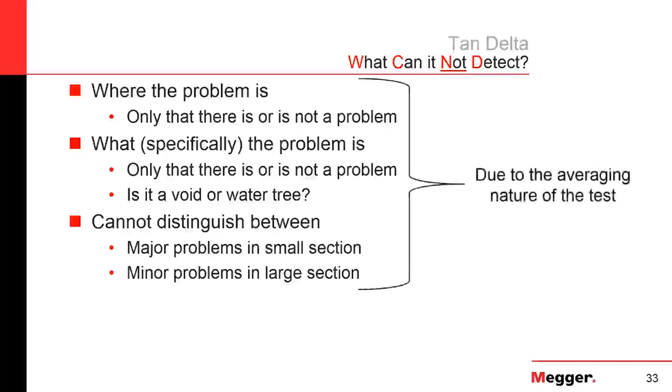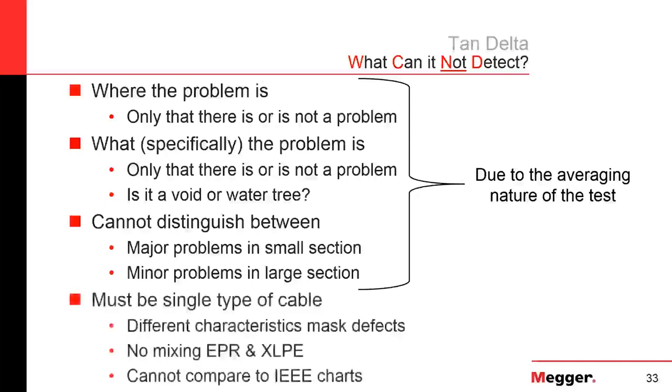It's very possible that those result in the same number, and that's because of the averaging nature of the test. You have a long cable out there, anywhere from 100 feet to multiple thousands of feet. And in the end, you have seven numbers to represent that entire length of the cable. There's not really enough information there to tell you where the problem is. The good news, though, is that a tan delta test is very hard to pass. If the cable passes a tan delta test, it's in good condition. It's very hard to get a false good reading. But if the cable doesn't pass the test, then you know that you have something out there that needs to be addressed. We just don't know what it is.